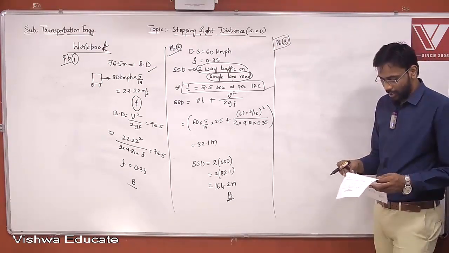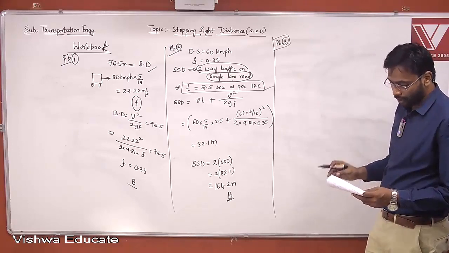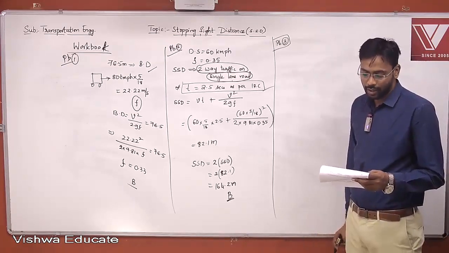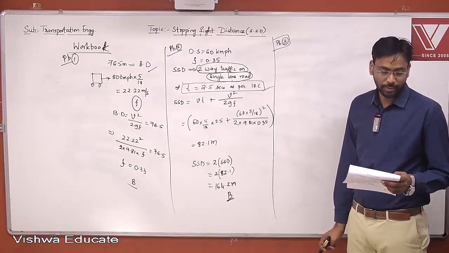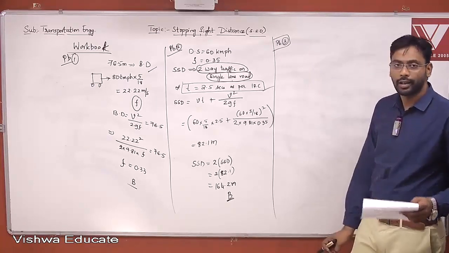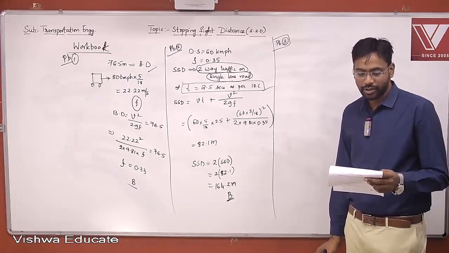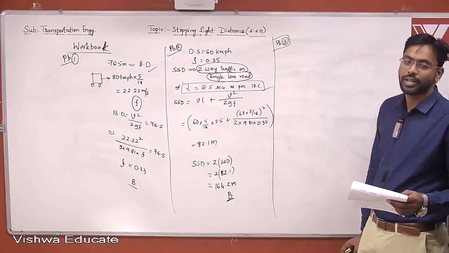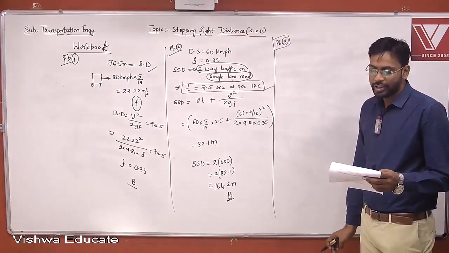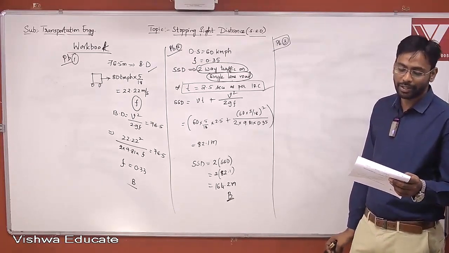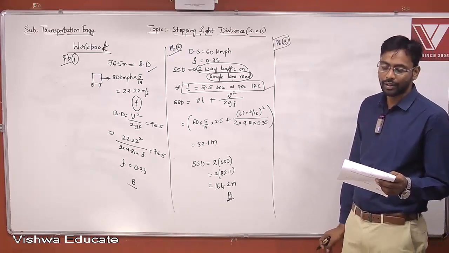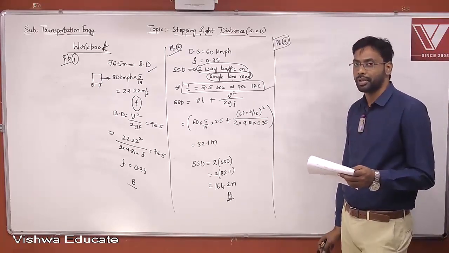Now this is a simple one. A test car is braked when traveling at standard speed, right? So there is a car and it has been braked when traveling at a standard speed. The deceleration developed, as measured by a decelerometer fitted on the car, is 4.2 meter per second square.